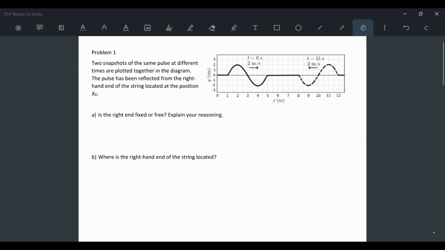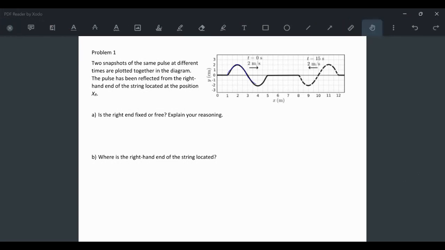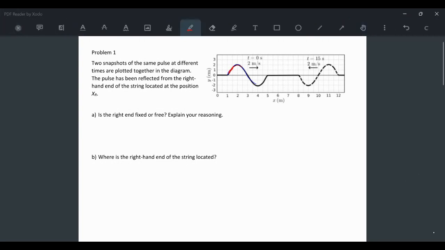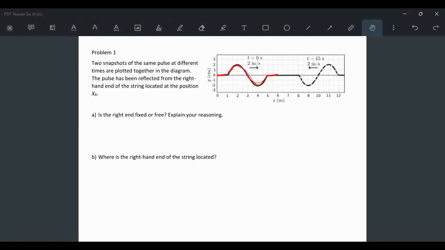So the first question we're asked to solve is: is the right end fixed or free, and explain our reasoning. So what we have here is a sinusoidal wave pulse. The first bit of the pulse, maybe I'll change to red, red is a little bit more visible. First part is right here. Otherwise the wave has no amplitude, no disturbance here, no disturbance here. So it's just this little single cycle, and it's moving to the left.